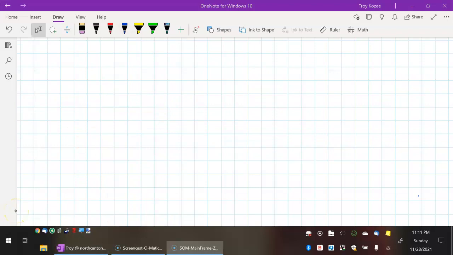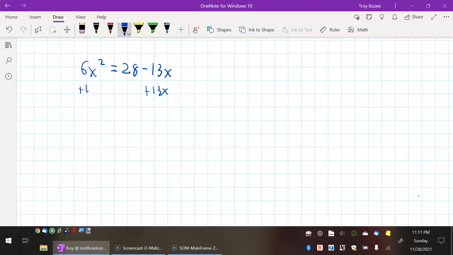So let's look at something a little different here. Let's look at 6x squared equals 28 minus 13x. Now once again I need to get everything to one side. I'm going to add 13x to both sides. I'm going to subtract 28 from both sides because I need to equal 0. I have 6x squared plus 13x minus 28 equals 0.